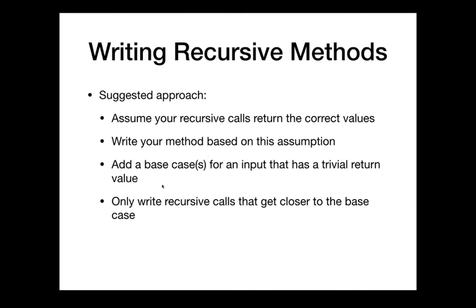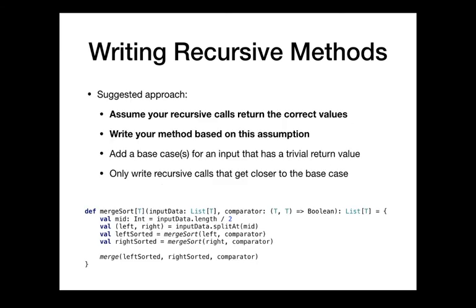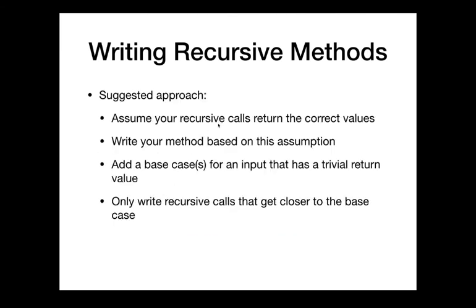Then add in your base case or cases that are some trivial input-output behavior that is just going to be right. And then finally, make sure your recursive calls are always getting closer to your base case. So your recursive calls, you can't just say, recursive call on the exact input. Jesse said assume it's correct, so I'm done. No, your recursive calls have to always get closer to your base case.